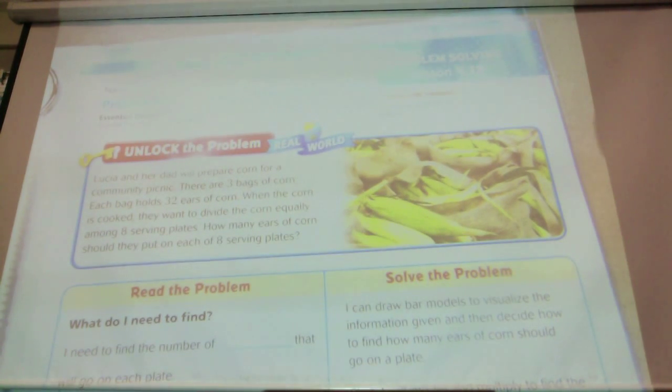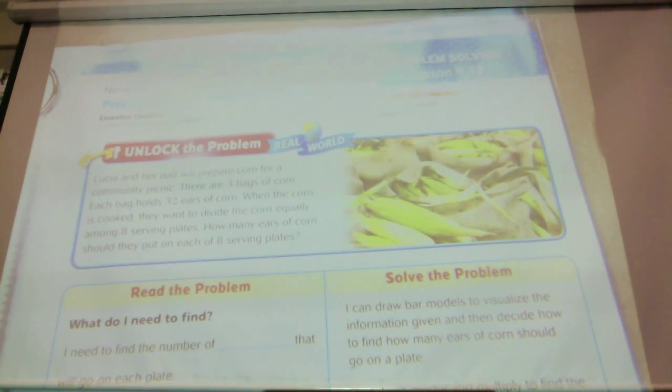Dad will prepare corn for a community picnic. There are 3 bags of corn. Each bag holds 32 ears of corn. When the corn is cooked, they want to divide the corn equally among 8 serving plates. How many ears of corn should they put in each of 8 serving plates?